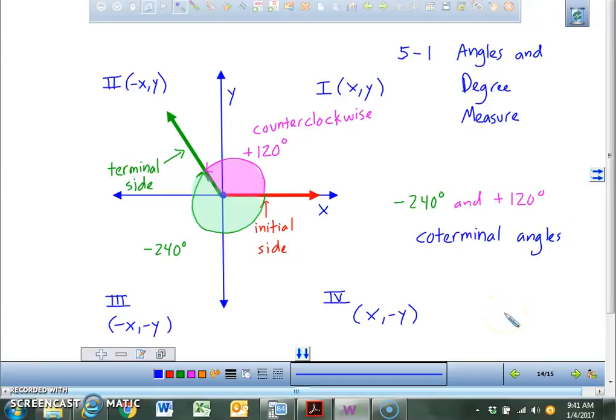Who here has a job? You have a job where you work? I do. All right. And you have a co-worker? It means you work at the same place. Coterminal angles end up finishing at the exact same spot.